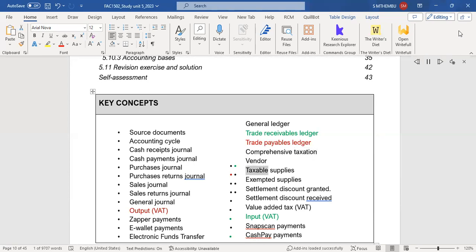Vendor. Taxable supplies. Exempted supplies. Settlement discount granted. Settlement discount received. Value-added tax, VAT. Input VAT. SnapScan payments. CashPay payments.